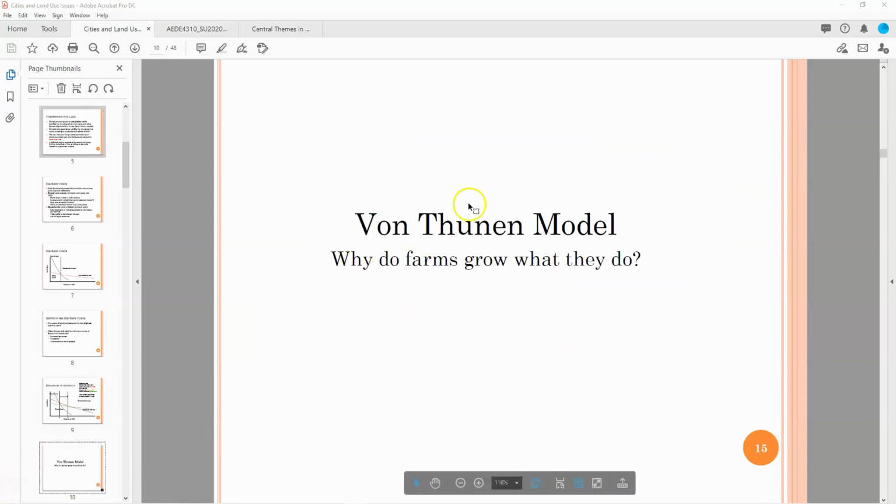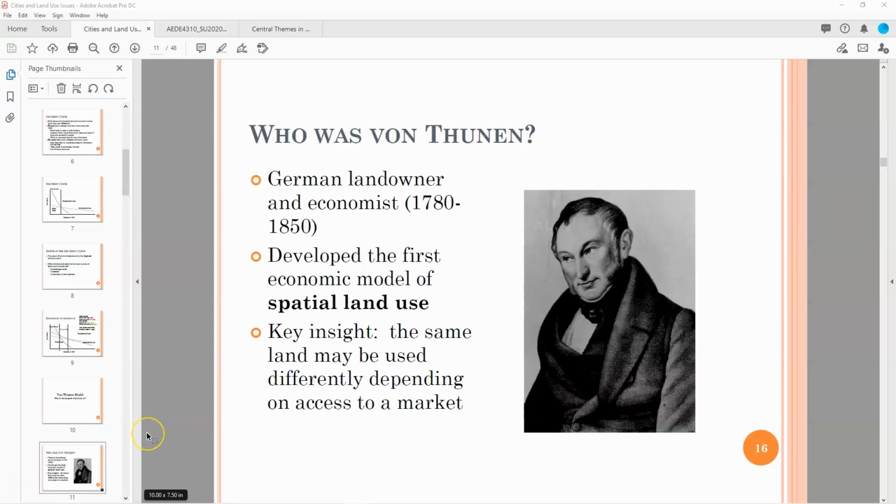The next model we are going to talk about is the von Thünen model. This model can help us understand why farms grow what they do. Von Thünen was a landowner and economist. He developed the first economic model of spatial land use. And the key insight from his model, or his theory, is that the same land may be used differently depending on access to market.